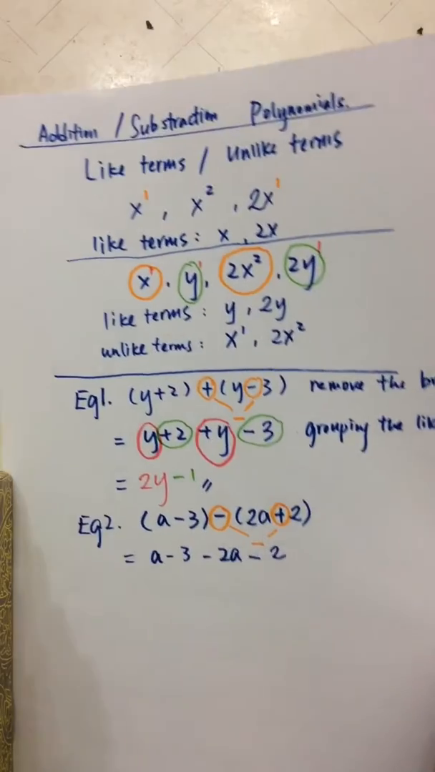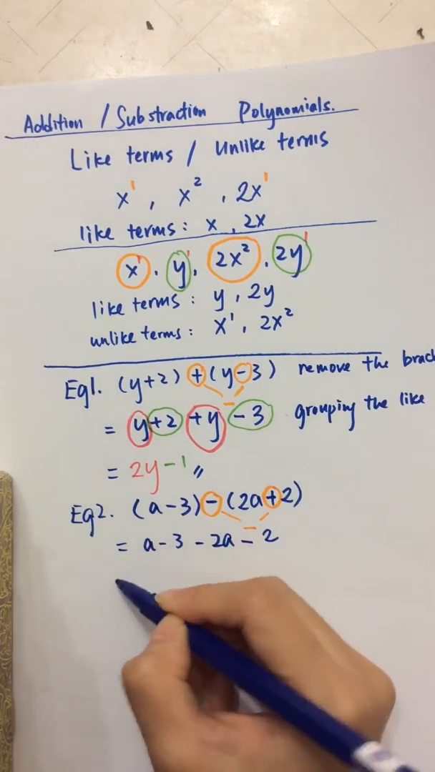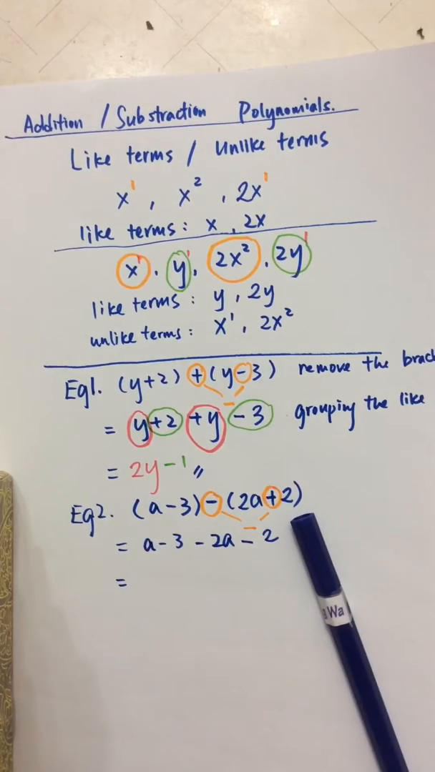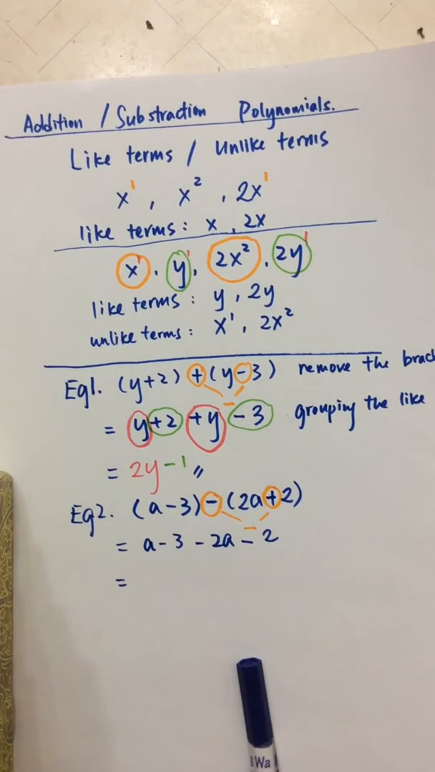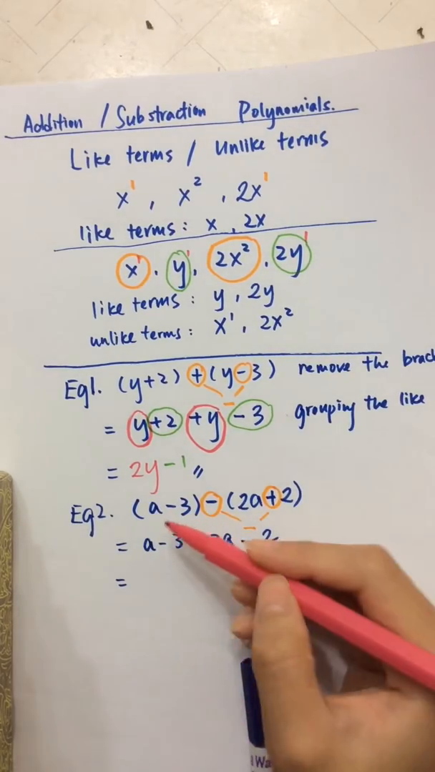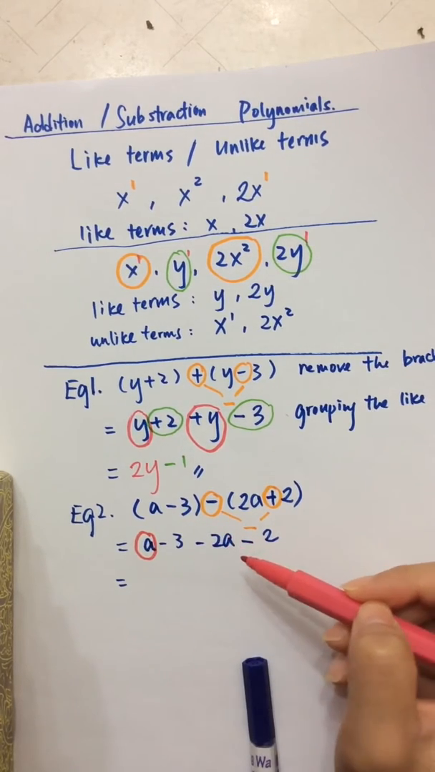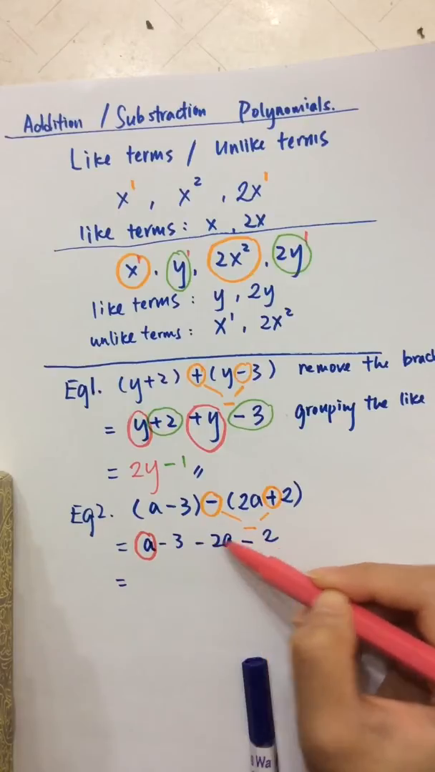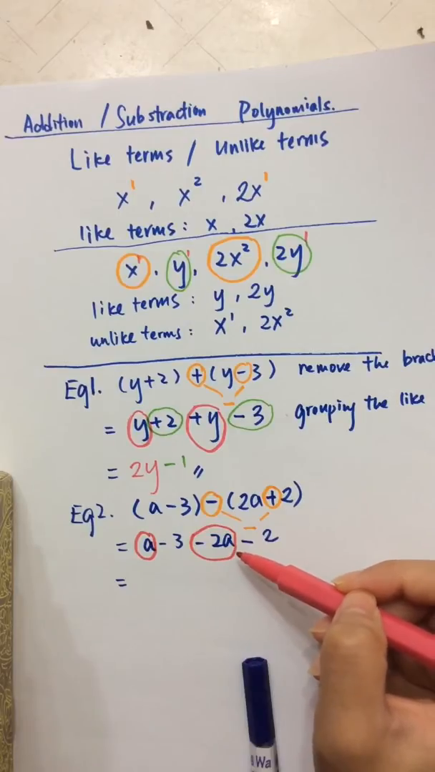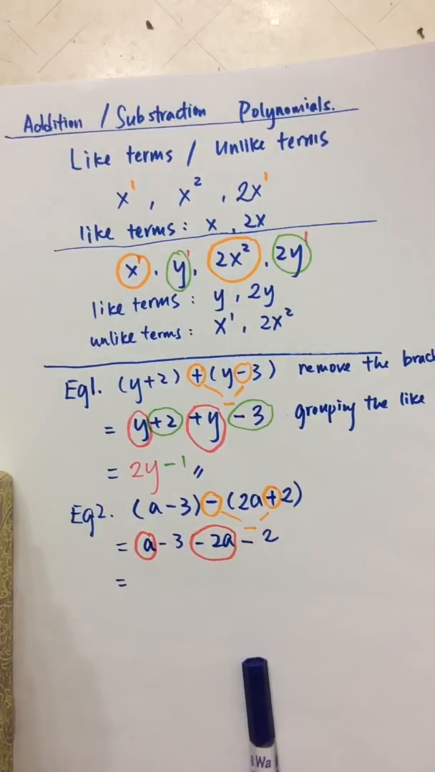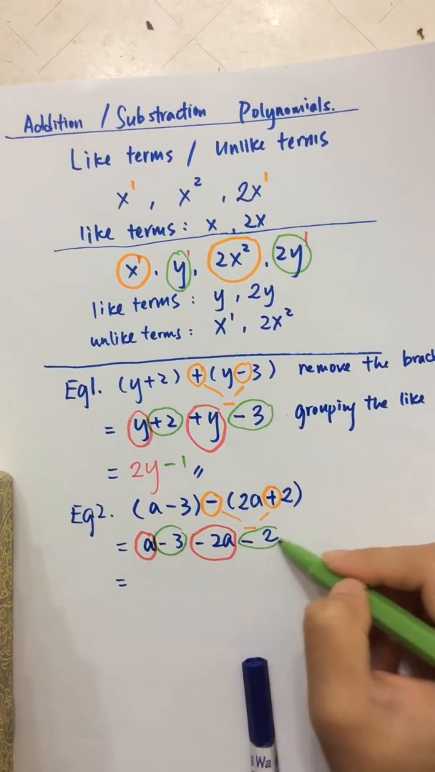For the next step, we need to group the like terms. So we circle them. This one should be circled with the unknown first. It should be a, and another one should be 2a. Don't forget about the symbol. The symbol belongs to the unknowns. And then for the next one, negative 3, and this one, negative 2.